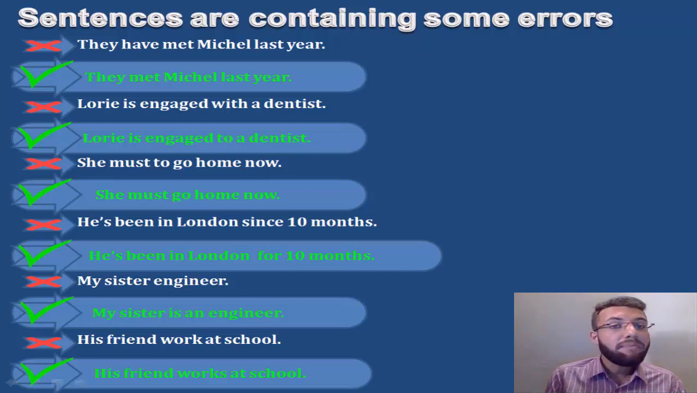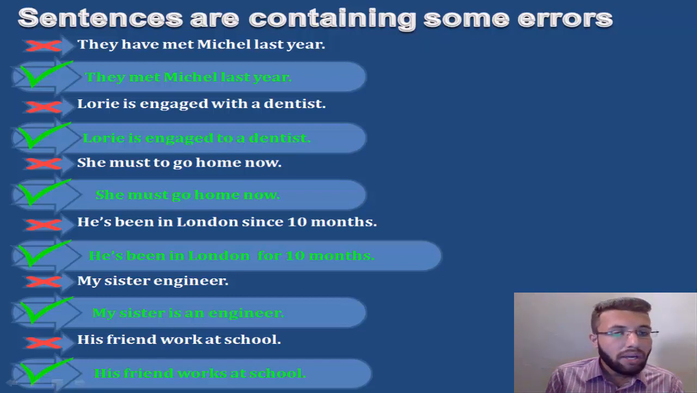Number one, they have met Michael last year. Last year represents past time. So we can't make present perfect tense with last year. Correct one, they met Michael last year. Number two, Lori is engaged with a dentist. Here is one preposition error. So the right one is Lori is engaged to a dentist.